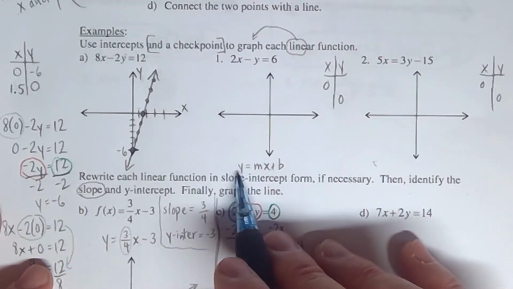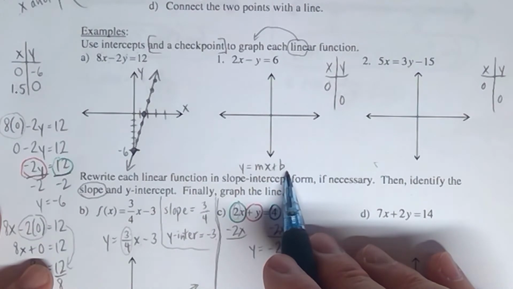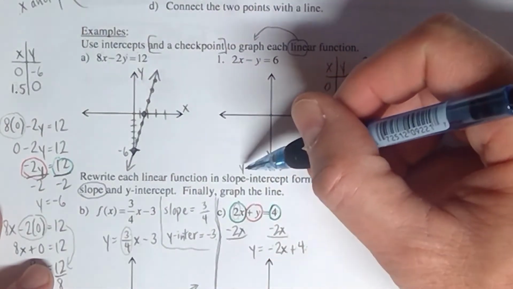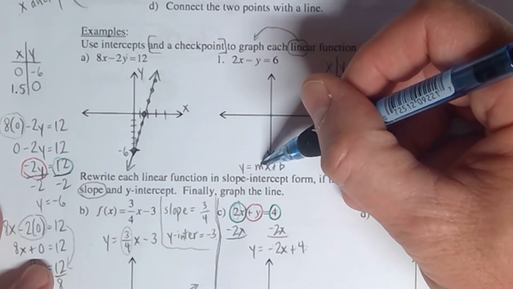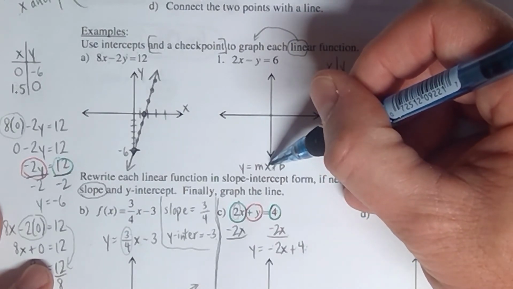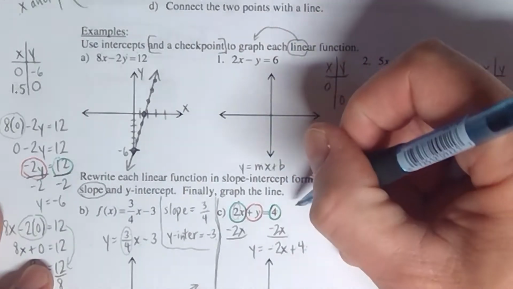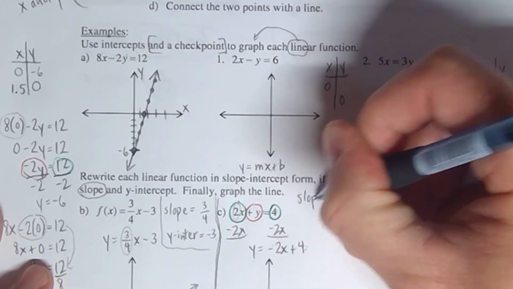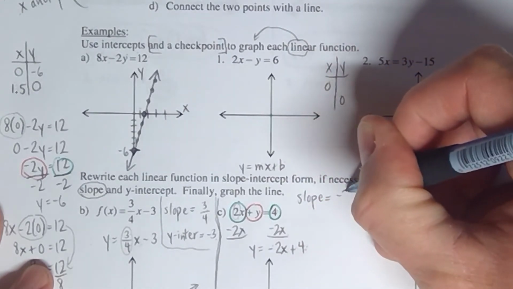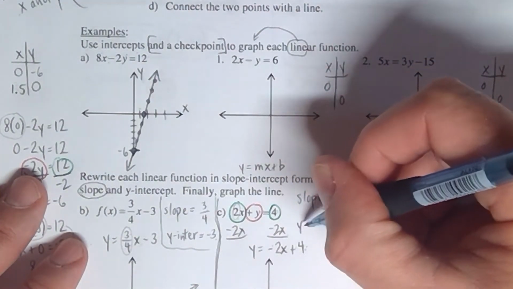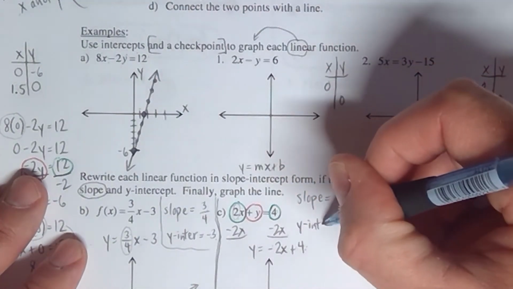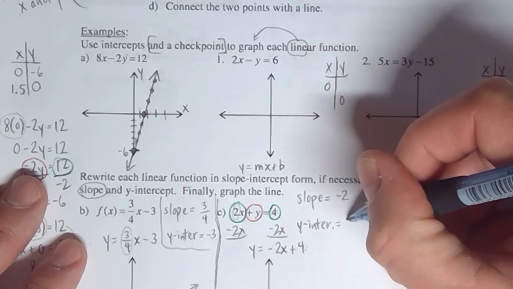But notice that it's now in the correct form here, isn't it? You got y by itself. Negative 2 is your m, constant coefficient, being multiplied by x, and then plus 4. So that means that the slope is negative 2. I know that's not a fraction, but we can make it into one. I'll get back to that in a minute. And then the y-intercept is 4.